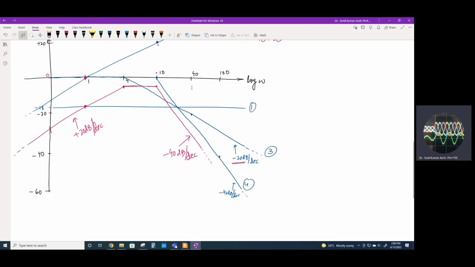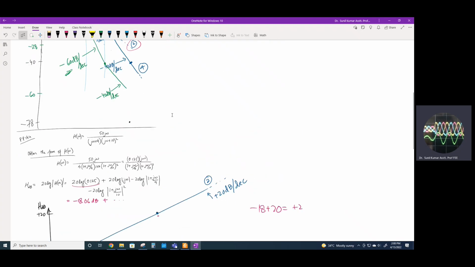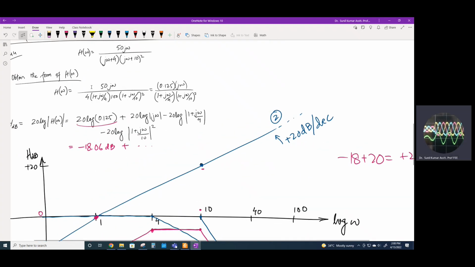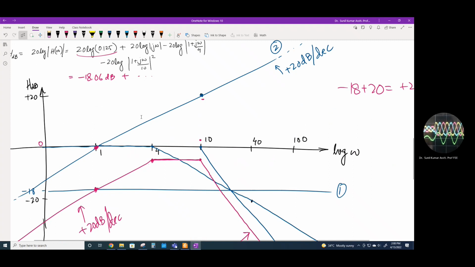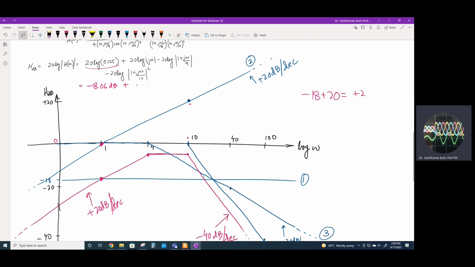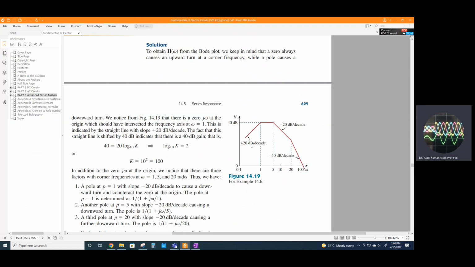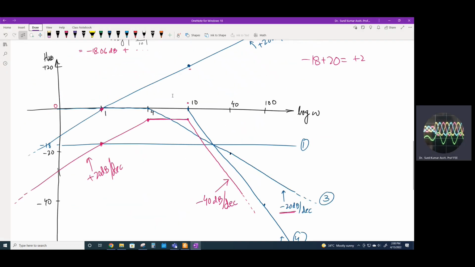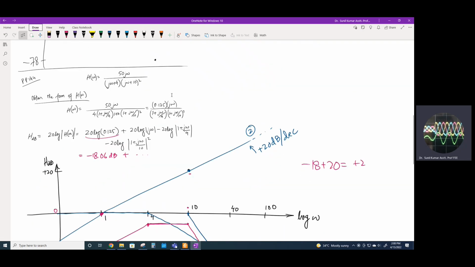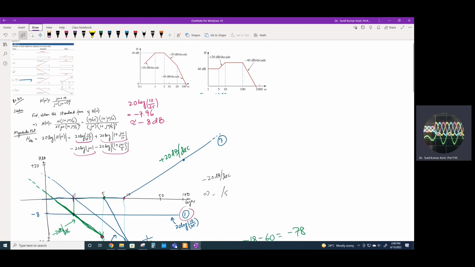The process is the same. Before, from the transfer function, we were plotting individual lines and then adding them. And now we are having a resultant plot. So we will break this plot into individual lines. And from those individual lines, we will write their factors or write the transfer function. So let's see how to do this.